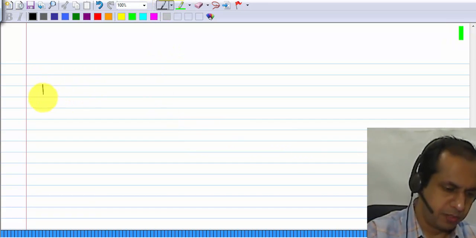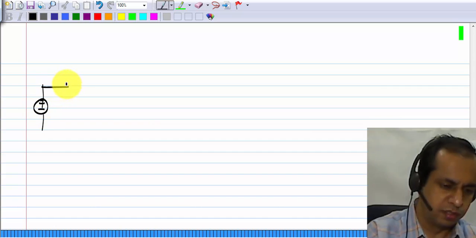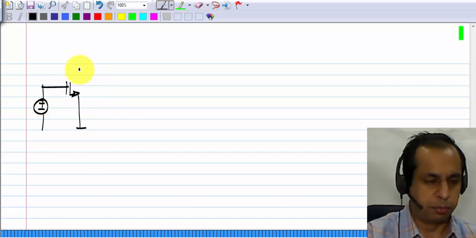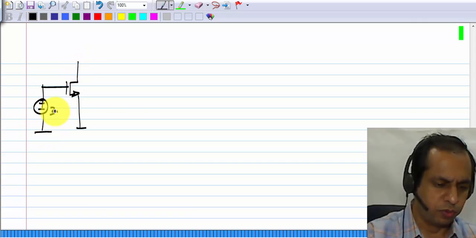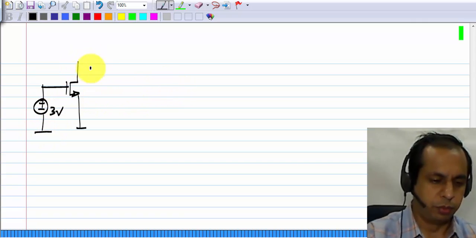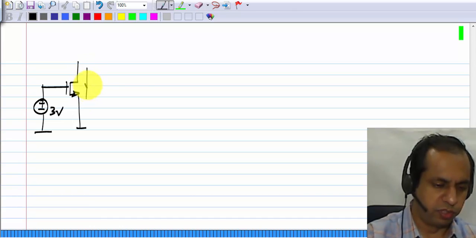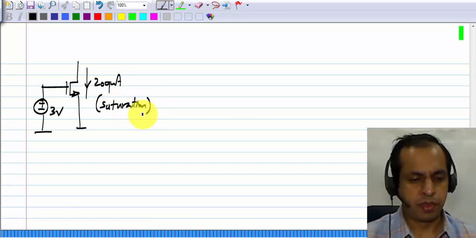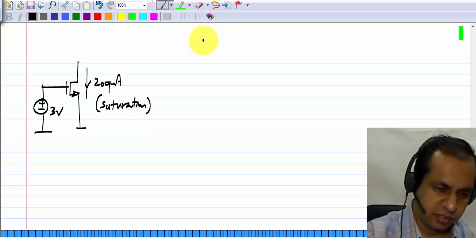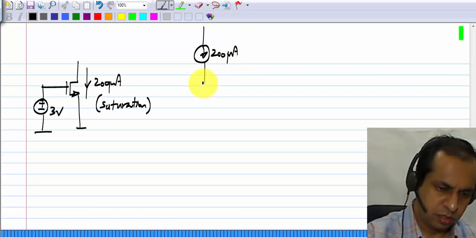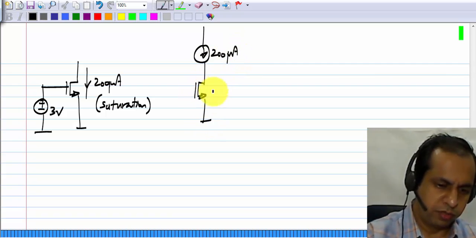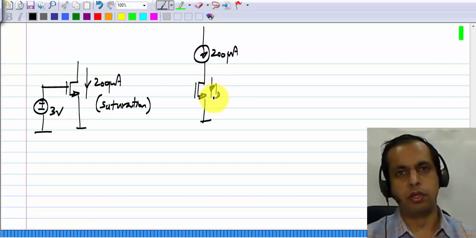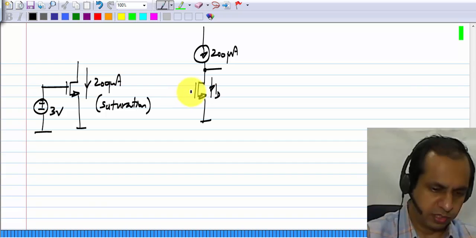Instead of saying that the transistor should be provided with a VGS of 3 volts, so we know that if it's in saturation, it would draw a current of 200 microamperes. Instead of this, what we do is we have a 200 microampere current source and we compare that to the actual drain current of the transistor, whatever that is.